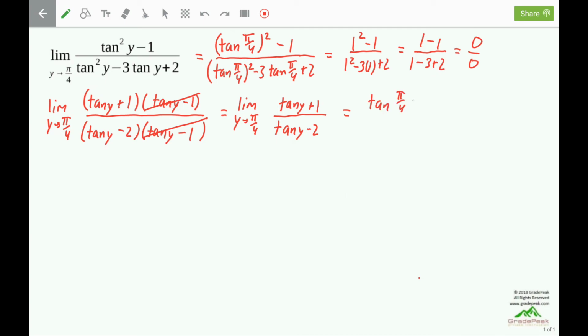So I will have tangent of pi over 4 plus 1 divided by the tangent of pi over 4 minus 2. Now tangent of pi over 4, sine of pi over 4, root 2 over 2 over cosine of pi over 4, root 2 over 2. They cancel to a 1. We have 1 plus 1 over 1 minus 2. 1 plus 1 is a 2. 1 minus 2 is a negative 1. Dividing by negative 1 is equivalent to multiplying by negative 1, and it comes out to negative 2.